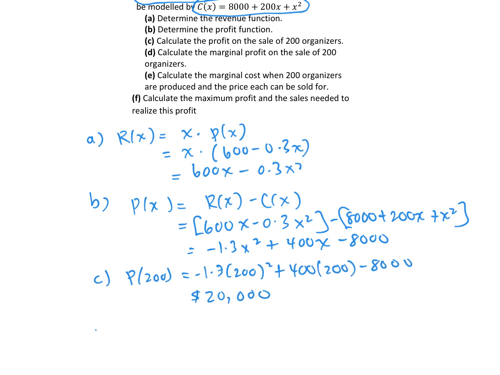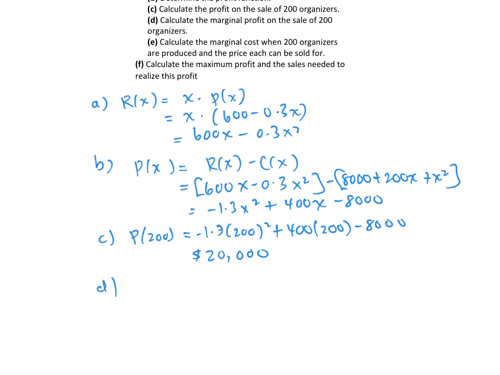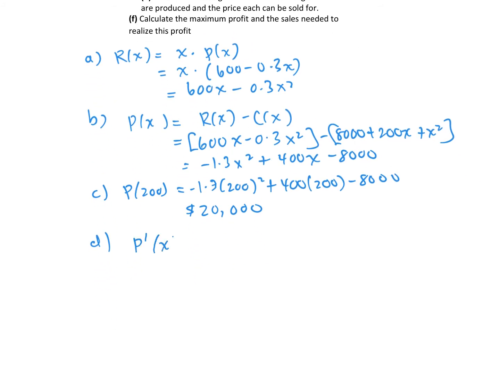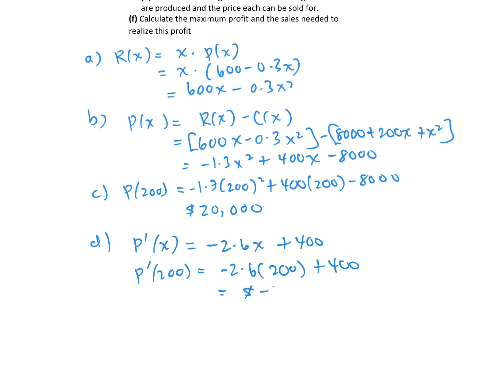Okay, D says calculate the marginal profit on the sale. So now we want to find P prime because we want the marginal profit. So P prime is going to be minus 2.6x plus 400, and then we want to find that marginal profit at 200. So it's pretty straightforward. You're just using the proper equation to determine what's being asked. So the marginal profit of 200 items is a loss of minus 120 per organizer.